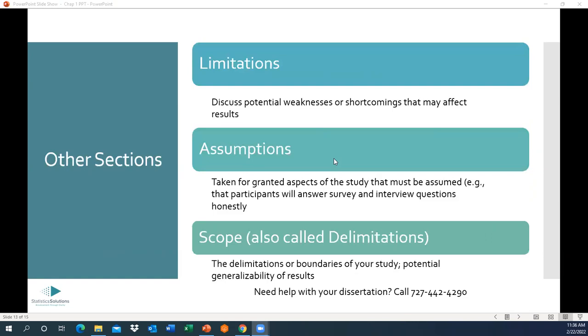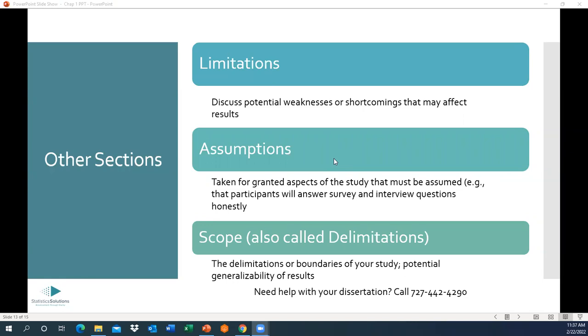Okay. Other section, I've kind of squished these together because these are some sections at schools. There's some discrepancy about some schools have them, some schools don't, some schools have some of them. So again, I know you're tired of hearing me say it, just check with your school specific template. Usually they want some discussions of potential limitations.